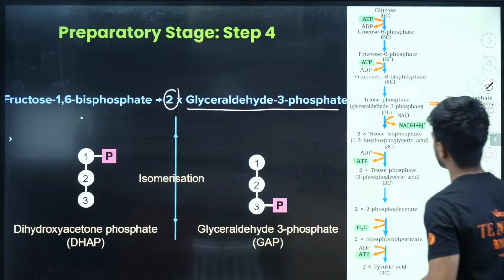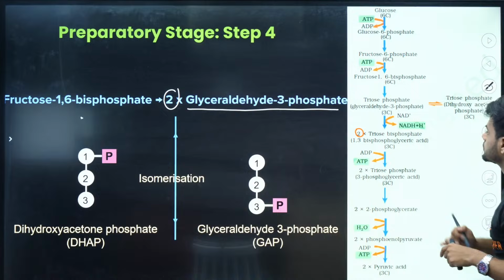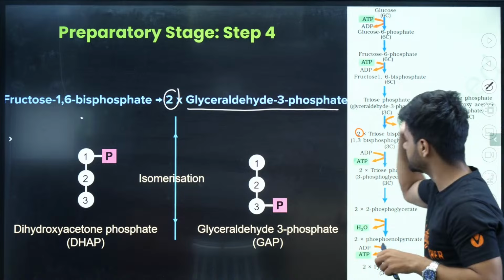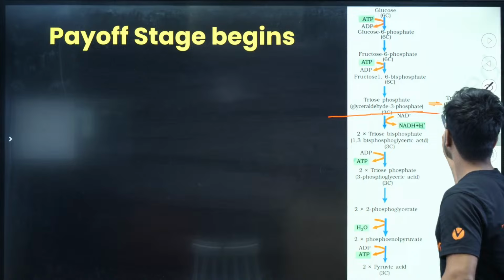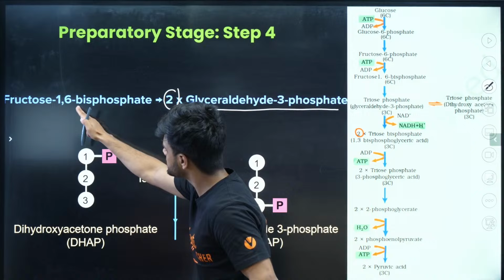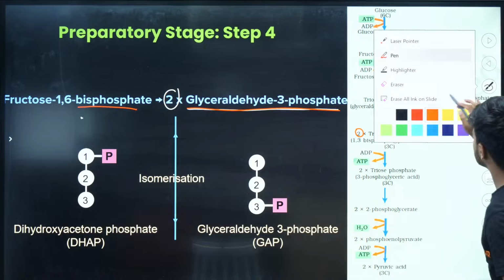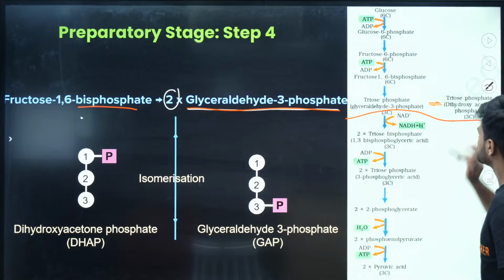If you look at your NCERT also, from here onwards, we have 2 molecules of triose-6-phosphate, which is also called your glyceraldehyde 3-phosphate. Clear? Now, till here, everything is over. So, can I tell in the end, fructose 1,6-bisphosphate is getting converted to 2 molecules of glyceraldehyde 3-phosphate. Till here, we are done.